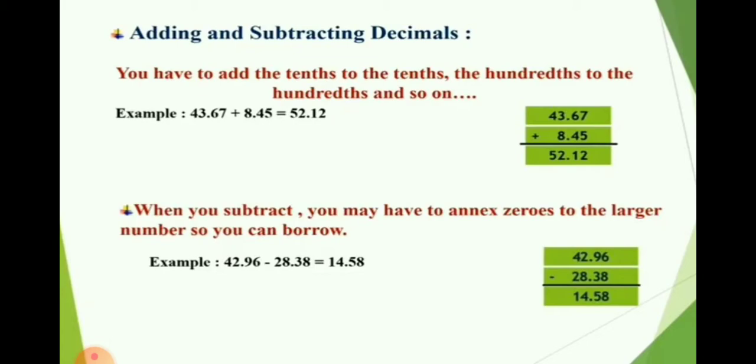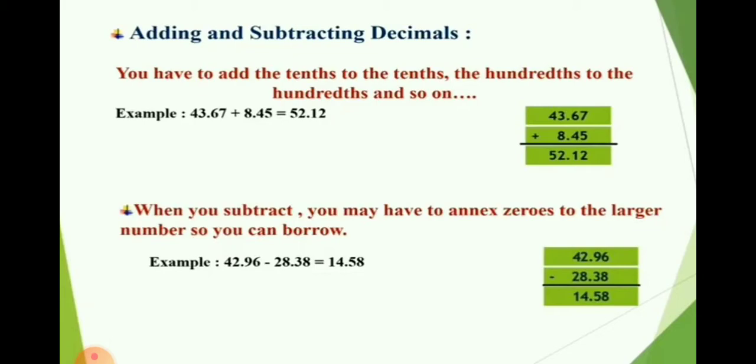So you can see first I have put the decimal below decimal and then I have written the digits exactly according to their place value. 7 plus 5 gives us 12, 1 carried to the next digit. 6 plus 4 plus carried 1 gives us 11, again 1 carried to the next digit.